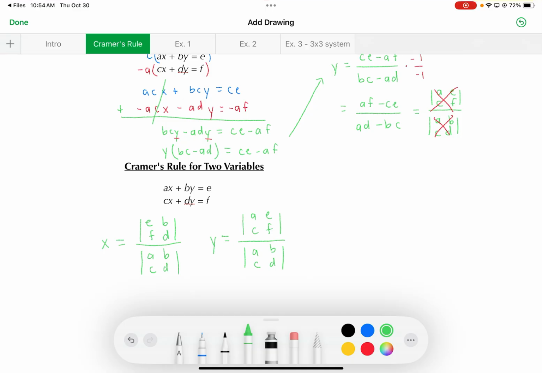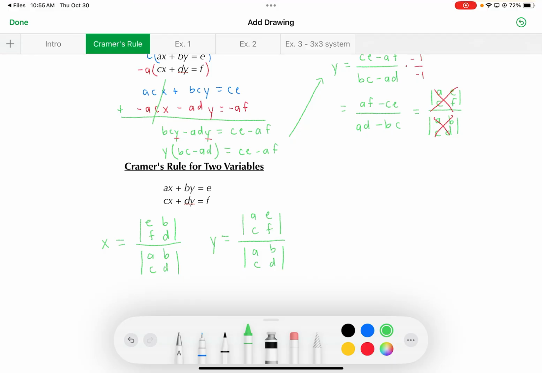Okay, now notice how you can get from the system when the two equations are written in standard form like they are to both of these setups. Treat them like formulas, okay? So notice for x, the determinant that's in the numerator of this fraction, look at the first column. The first column is EF, which are the constants. The second column is BD, which are the coefficients of y. If you go over and look at the numerator of y, notice the first column is AC, the coefficients of x, and the second column is EF, the constants.